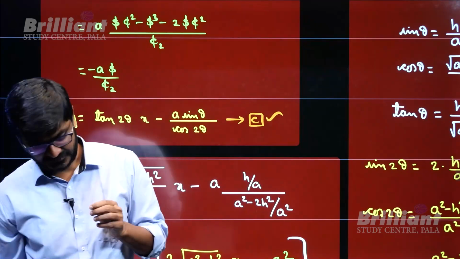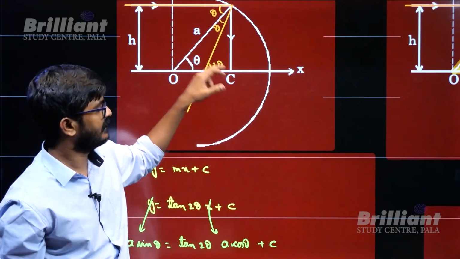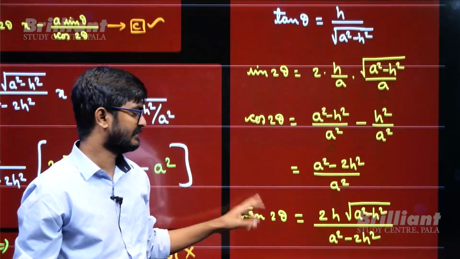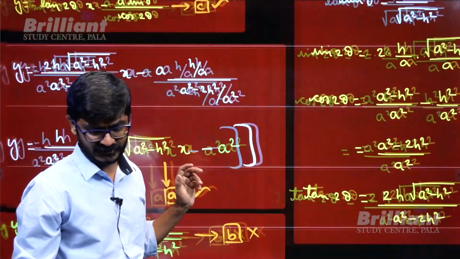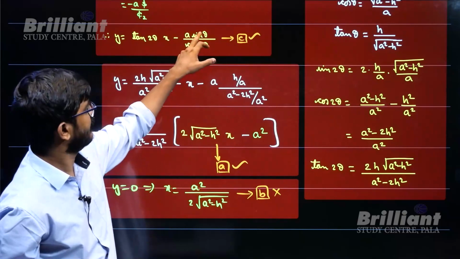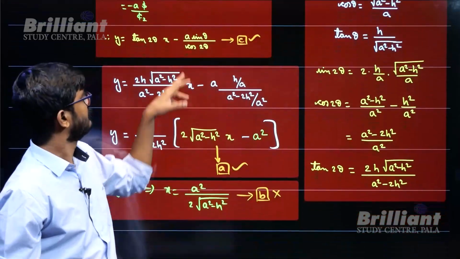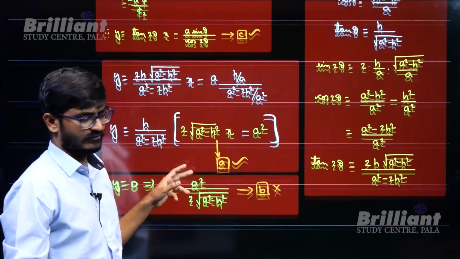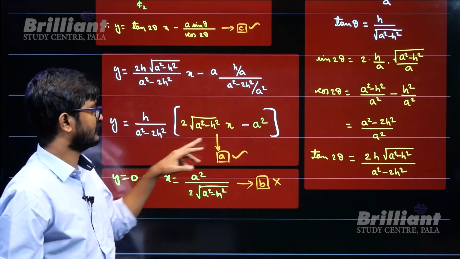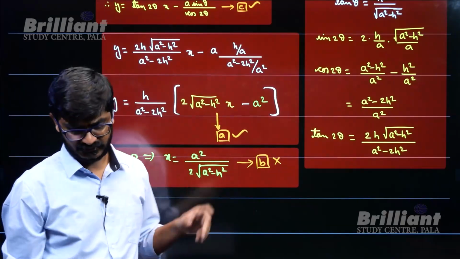Now going to option A. Sin theta is h by a from this figure. So once you know sin theta is h by a, you know cos theta, you can calculate tan theta, sin 2 theta, cos 2 theta, tan 2 theta and so on. I just calculated everything because I need to substitute it back. I substituted tan 2 theta, sin theta, cos 2 theta in the equation. So when I modified, I got option A. Now it meets the x axis when y equals 0. When y equals 0, the x value will be a square by 2 into square root of a square minus h square, but this 2 is missing in option B, so that's not correct.